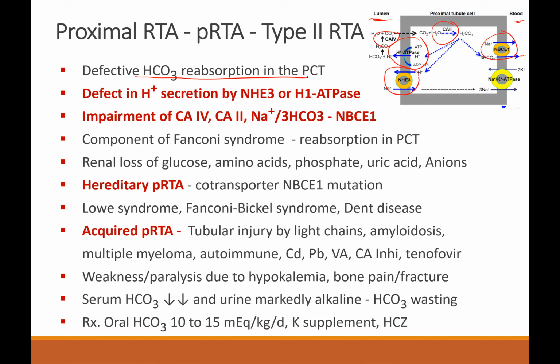How does it occur? Because of the defective secretion of the hydrogen. How can it occur? Either NHE3 or H-ATPase. NHE3 is number 1, H-ATPase is number 2. Or an impairment of the function of carbonic anhydrase 4 or by the symporter. One of the 5 mechanisms. This mechanism is not at fault in renal tubular acidosis. That is a separate story when we come to aldosterone control and all. We will see that. Okay.